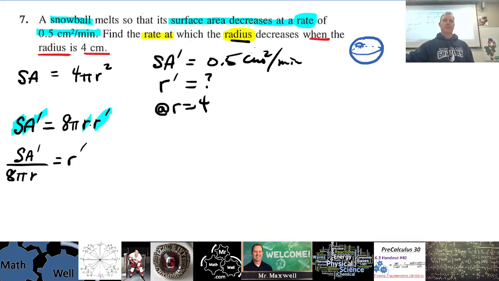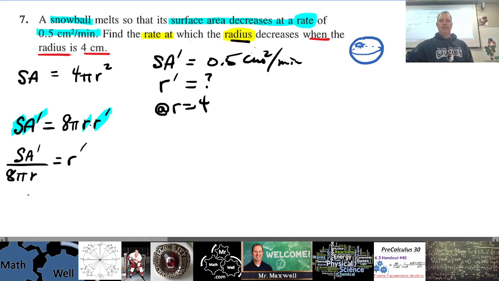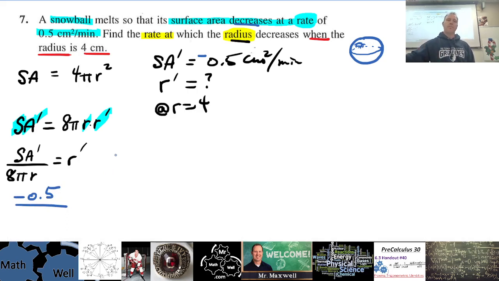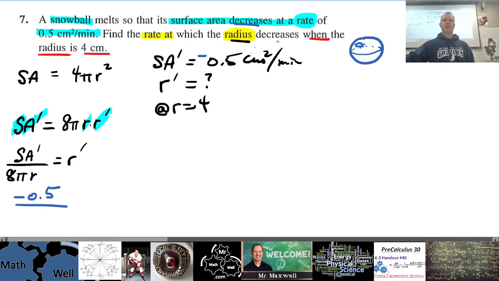Okay, so let's plug in some values then. I'll change colors here. I've got surface area change. Now, it's decreasing, right? So we should make sure that this is a negative here, in order for the signs to match up with what we're trying to find. The radius is decreasing, so we are expecting a negative rate of change of the radius. So I've got 8 pi, and r is 4.